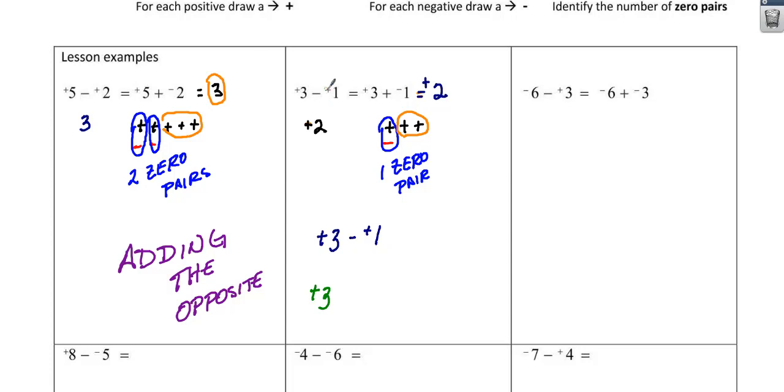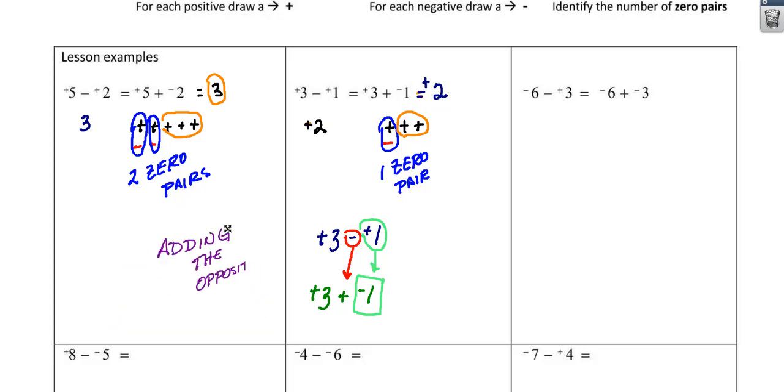Then you'll notice what we did was we added. So we changed this from subtraction to addition. And what we added was a negative 1. So what we started with here was a positive 1, and what we added was the opposite, this negative 1. So we did this, adding the opposite. I'm going to grab that really quick, shrink it down, stick it right there.